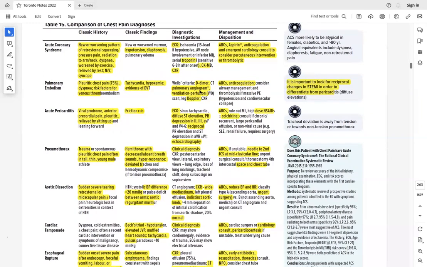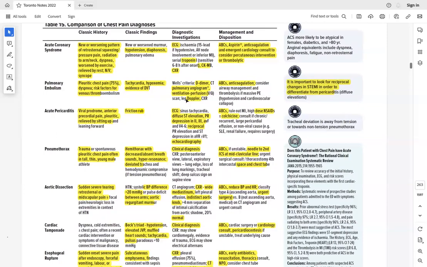What we have to do? We have to do D-dimer, and then we have to do CT angiography. If there's any contraindication, like the patient has any kidney disease, she is a pregnant lady, or the patient has any history of allergy to the dye, then we will do ventilation perfusion scan. Otherwise, we have to do CT pulmonary angiography.